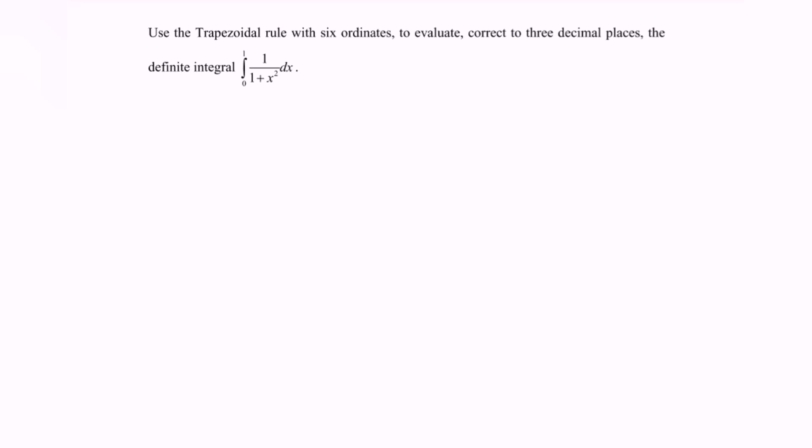In this video, I'm going to discuss the example for numerical method. Use the trapezoidal rule with 6 ordinates. So in here, 6 ordinates means that n is equal to 5 subintervals or strips. To evaluate, correct to 3 decimal places, the definite integral of the function 1 over 1 plus x squared with respect to x for the limit 0 until 1.